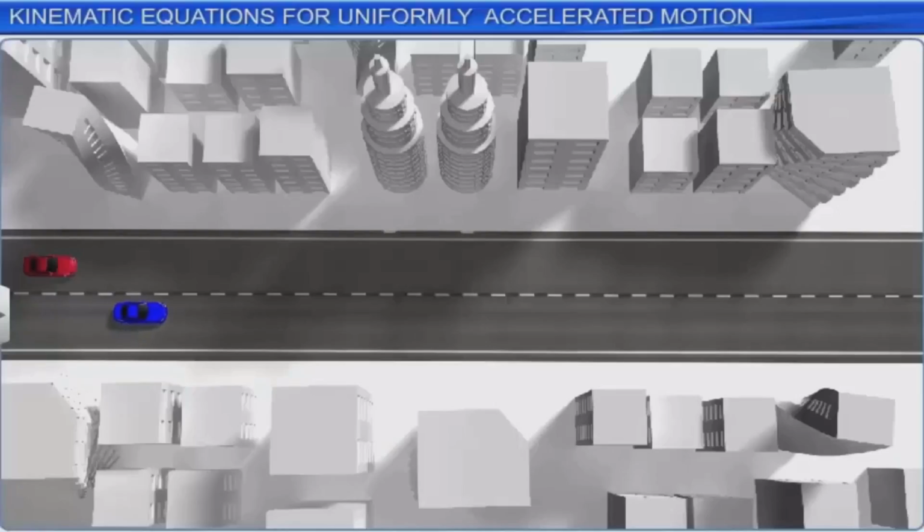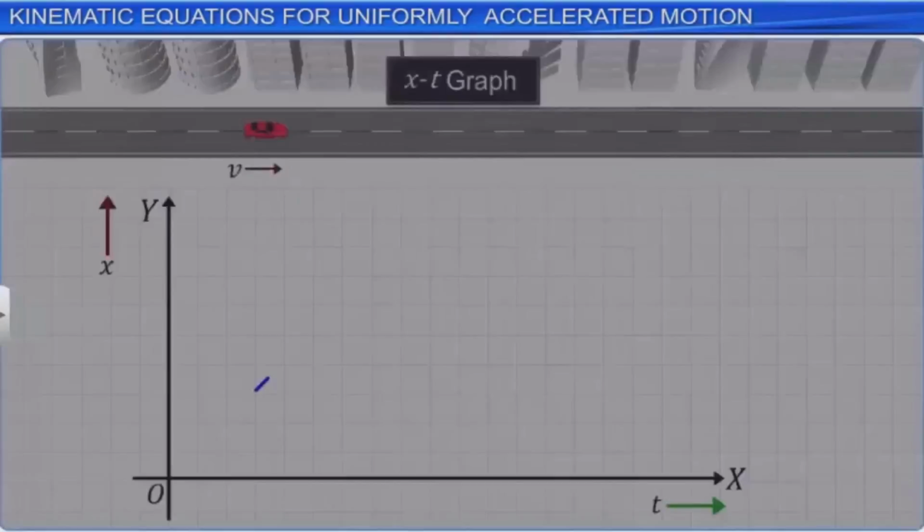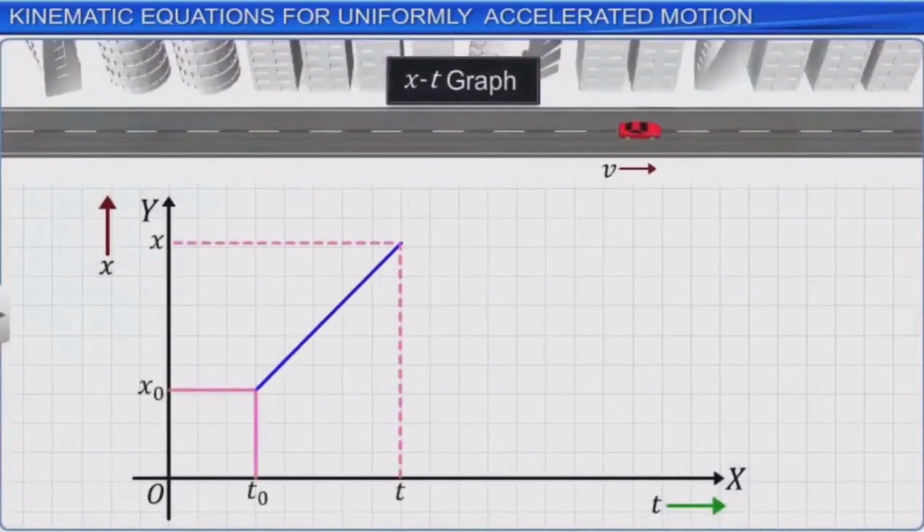Let's now use calculus to derive the equations of motion that were derived so far using basic mathematics. The new set of equations we shall derive is very useful in solving complicated problems. Let's start with uniform rectilinear motion.